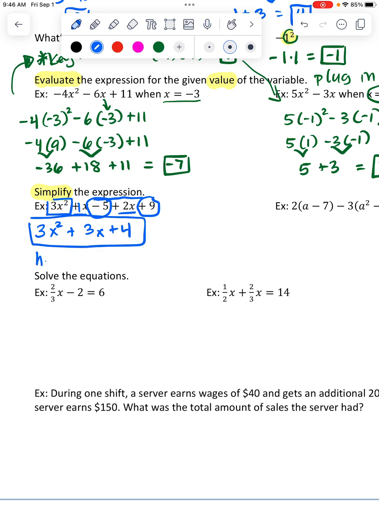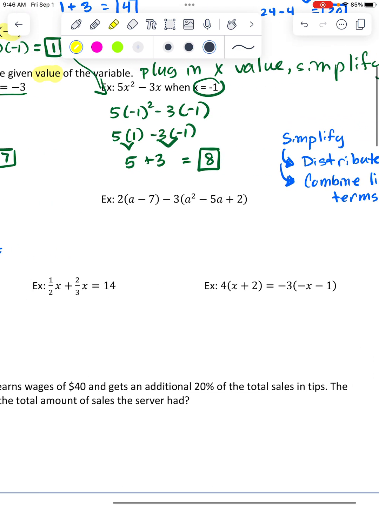Keep in mind that I like to go in what we call standard form. So I'm going to go from the highest on down to the lowest power of x. So here I have an x squared, then a plain x, and then no x. That is the ideal way to write your answer.